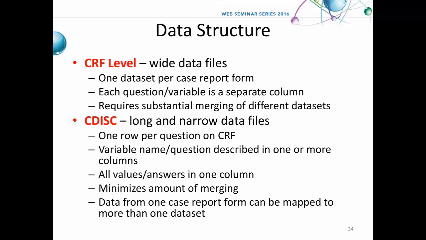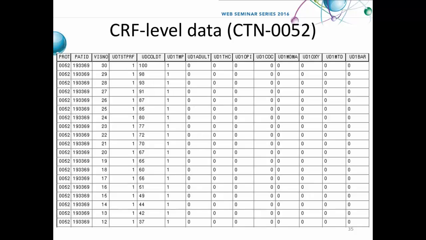I don't want to go into too much more detail on that because it's just beyond the scope of what we have to do today. But I just want to show you an example. This is when you download the CRF level data. So these are ones where it's one row per participant per visit. This is for CTN 52. It's the urine drug screen data.